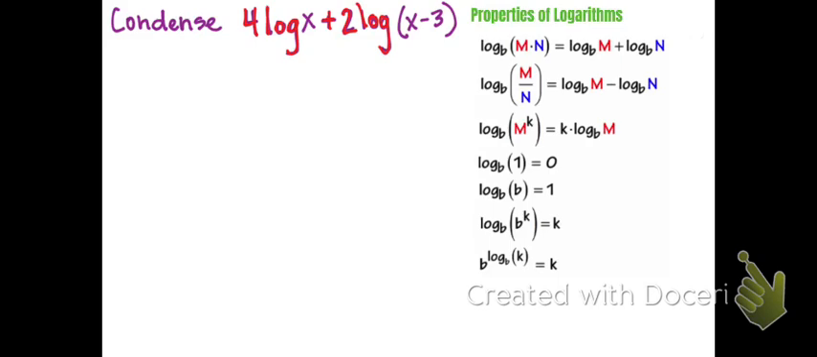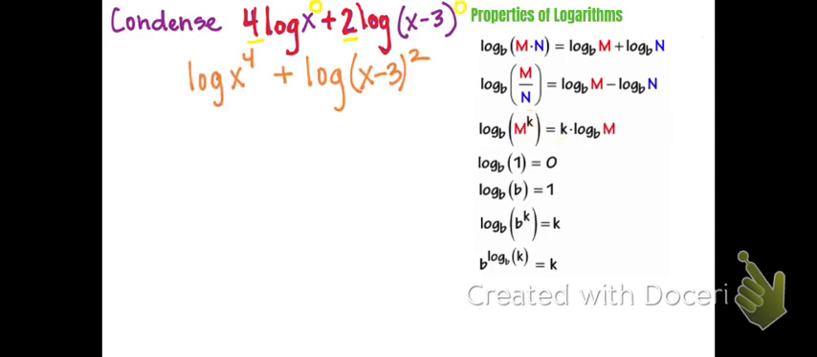And in that case, we're going to use this one right here. This is the coefficient. We can take that coefficient and make it the exponent of what we're finding the log of instead. So this 4 and the 2 will become our exponents of x and x minus 3.